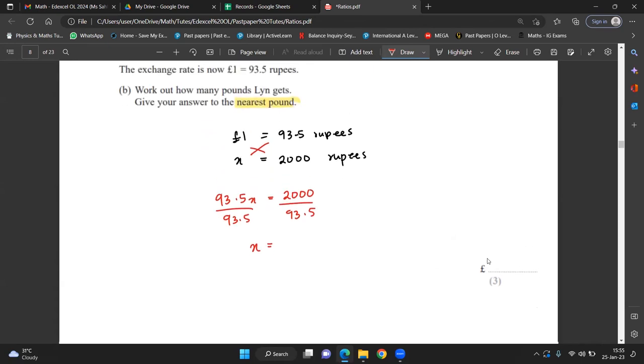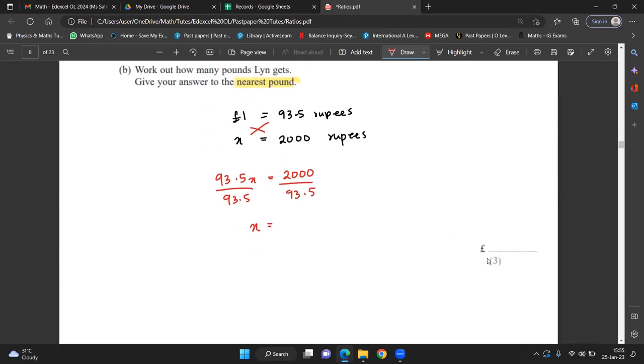2000. What's the answer? I've told you to give your answer to the nearest pound. Akhil, tell the answer. What is it to the nearest pound? Is it 21 or 22? What's the answer in the calculator? 21.39. If it's a 3, do you round up? So what should we write? 21.